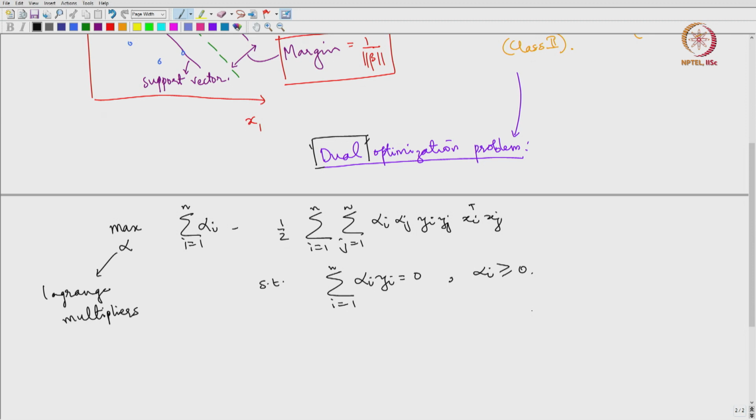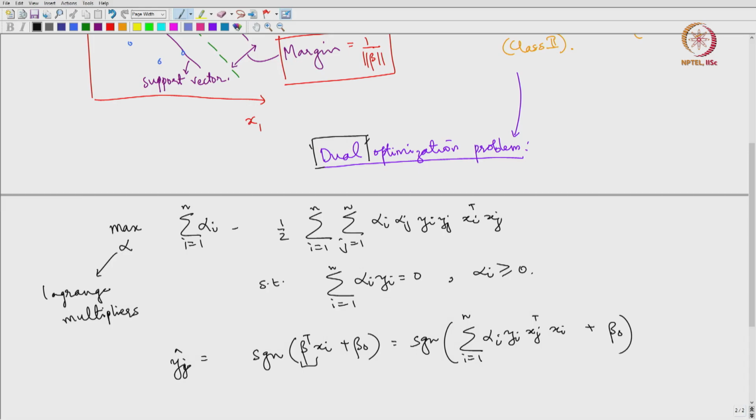Okay. And finally, for any new point you can make a prediction using the sign function, as beta transpose xi plus beta naught, and you can actually calculate these betas in terms of the alpha i's. So, that is just the sign function of the sum, i going from 1 to n, of alpha i y i times x j transpose x i plus beta naught. Okay. So, this is how you can make the prediction for any new point.